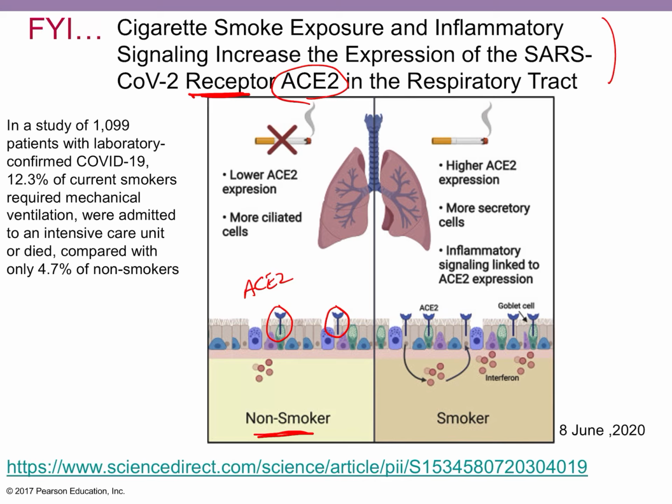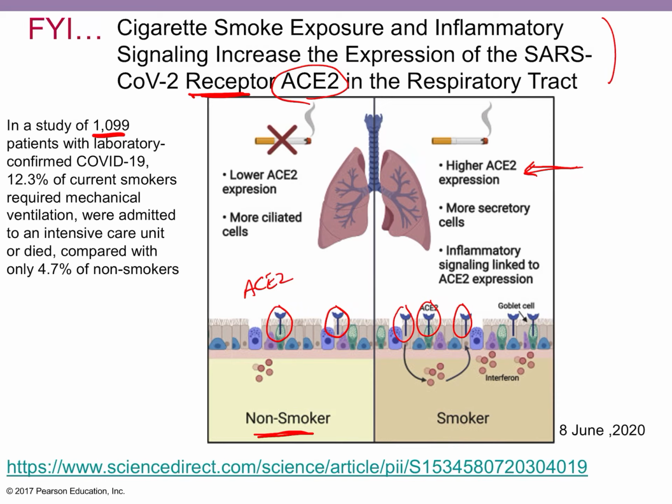When you don't smoke, right, a non-smoker, you see that there's a couple of ACE2 receptors. When you do smoke, you have more expression. So you increase the number of ACE2 receptors, which means that if you do inhale that virus, the virus has just more receptors to bind to, right? So it can increase the likelihood that you'll be infected if you're a smoker, and it's due to this increase in ACE2 receptors. So I thought that was really interesting to see.